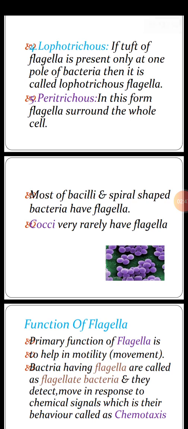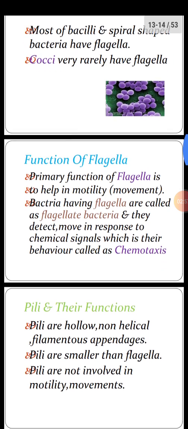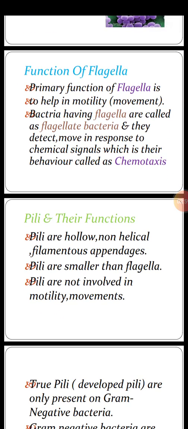Most of the bacilli, that is rod-shaped bacteria, and spiral-shaped bacteria have flagella. But cocci, which are rounded or spherical, rarely have flagella. Basic functions of flagella: the primary function is to help in motility, the movement of bacteria. Bacteria having flagella are called flagellated bacteria. They detect and move in response to chemical signals. This behavior shown by bacteria to chemical signals is called chemotaxis. Chemo is for chemicals and taxis is for movement.